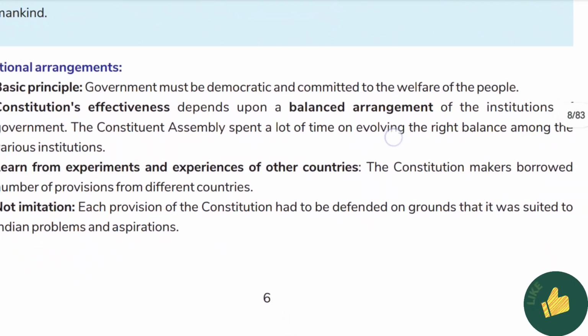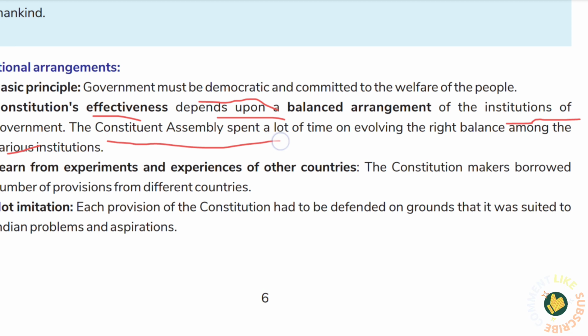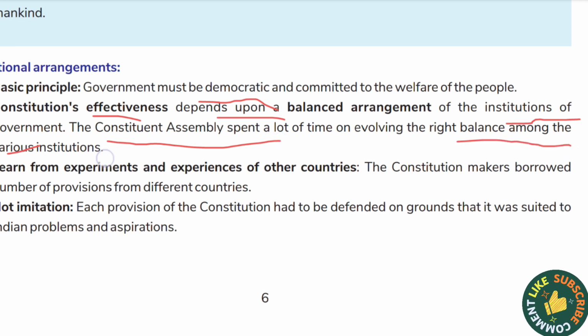The institutional arrangements. The basic principle of institutional arrangement is that government must be democratic and committed to the welfare of the people. The constitution's effectiveness depends upon a balanced arrangement of the institutions of government. The Constituent Assembly spent a lot of time on evolving the right balance among the various institutions. They learned from experiments and experiences of other countries.